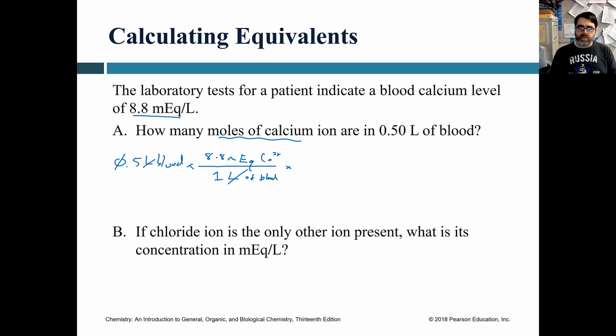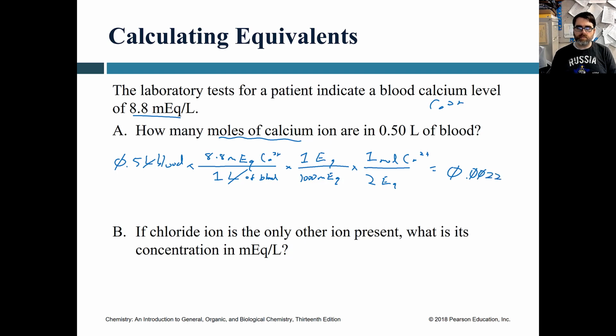Well, here we're at milliequivalents, and so I can say that there are 1,000 milliequivalents in 1 equivalent. In that calcium, because it's got a 2 plus charge, there are 2 equivalents in 1 mole of calcium. And so then we end up with 0.0022 moles, 2 sig figs, of calcium 2 plus ions.